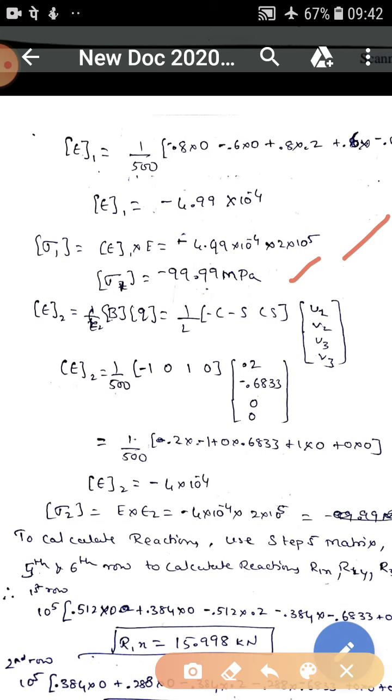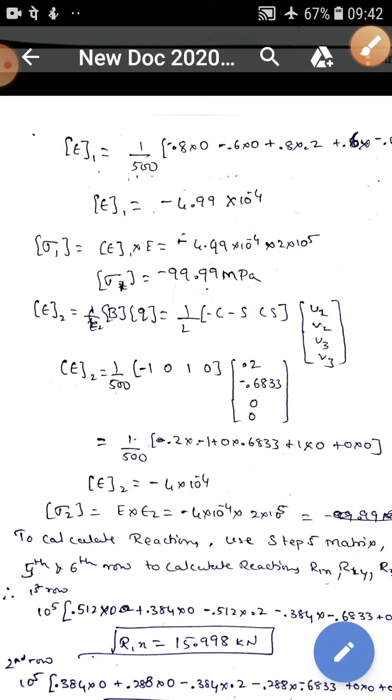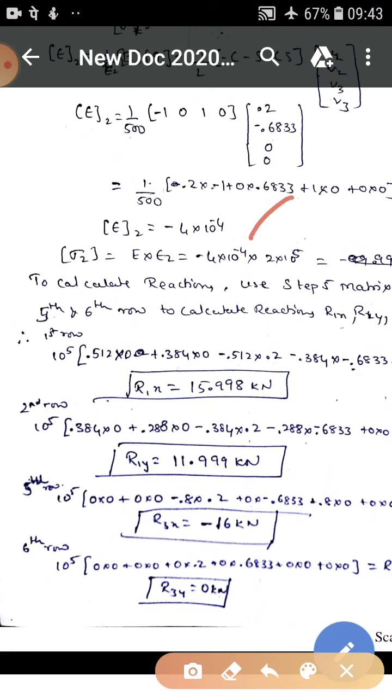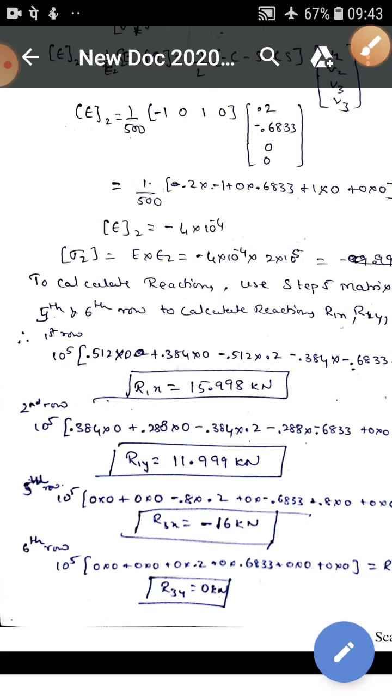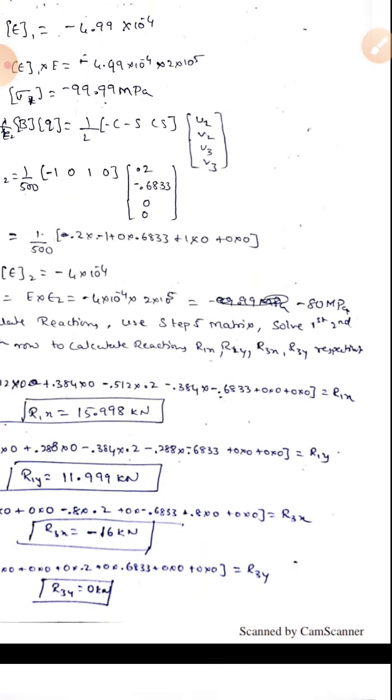Okay, now similarly solve for the strain in the second element, again b into q. The B matrix for the second element becomes 1 by L times minus C, minus S, C, S. For the second element, the values of length, cos theta and sin theta have to be fed, and the displacements associated with it are u2, v2, u3, v3. Okay, take those values and substitute and multiply this row along with this column. You will get this matrix. Strain for the second element is minus 4 into 10 raised to minus 4. Okay, and after calculating the strain, stress in that element is stress equal to E into strain. Young's modulus is 2 into 10 raised to 5 into minus 4 into 10 raised to minus 4. You will get somewhere around minus 80 MPa stress in element 2.